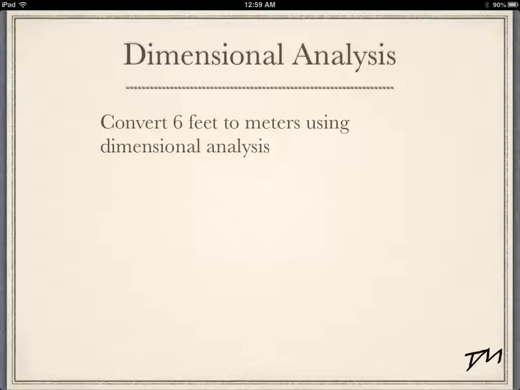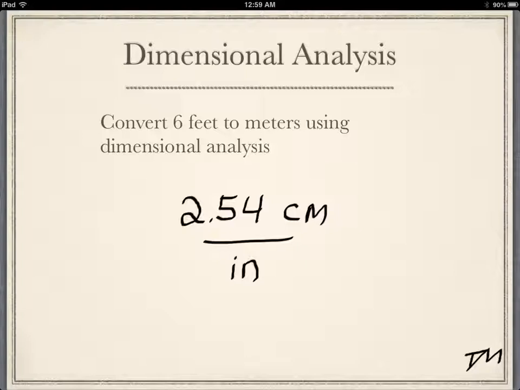Dimensional analysis is how we can convert from one form of units to another, such as from feet to meters. So let's convert 6 feet to meters using the technique of dimensional analysis. I want to go from 6 feet to a number x of meters. Well, we'll use this fact that 2.54 centimeters are an inch. You can confirm this by looking at a ruler that measures both inches and centimeters.